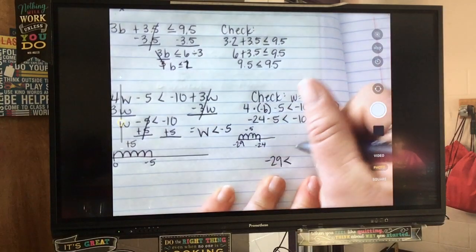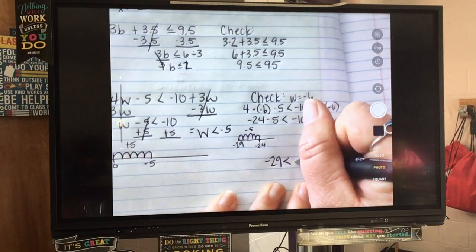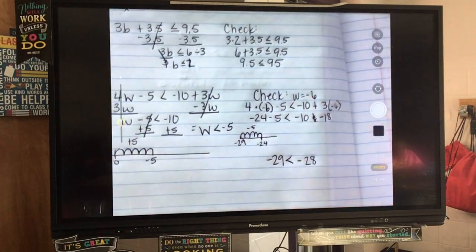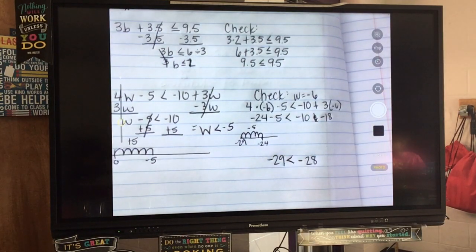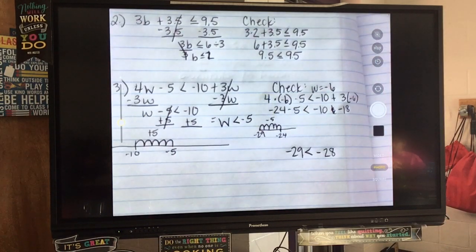28. So is negative 29 less than negative 28? Which one's closer to 0? 28. So therefore this statement is true. A lot more work with this one. But at the end of the day, it's still, you're plugging it in, doing it correctly.